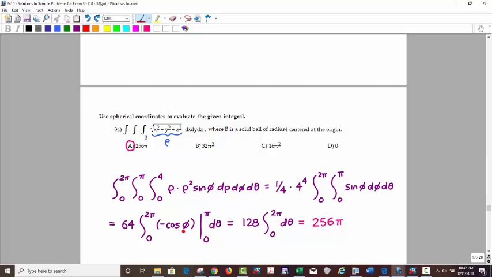Cos of 0 would be 1. Cos of pi would be -1. So if you reverse these and get rid of the negative, you have 1 minus -1, which makes 2. Times that 64 on the outside gives you 128. And then now you have 0 to 2 pi d theta. That just brings in a 2 pi, and that gives you 256 pi. And we're done with that one.